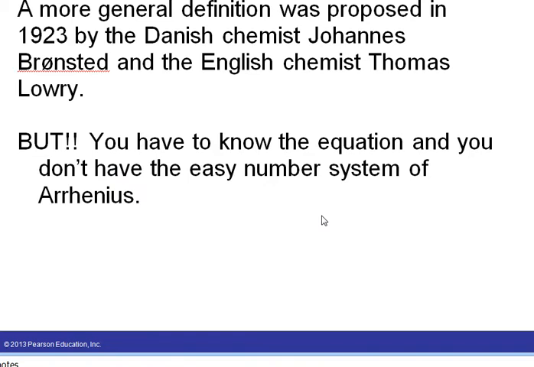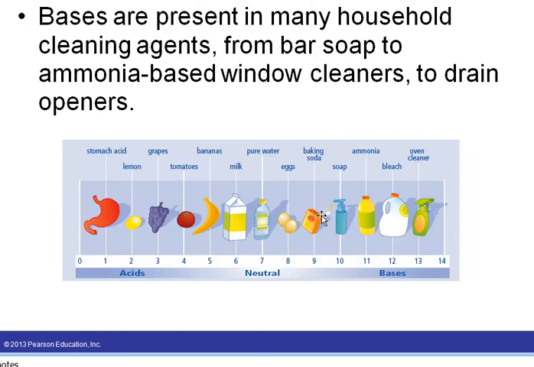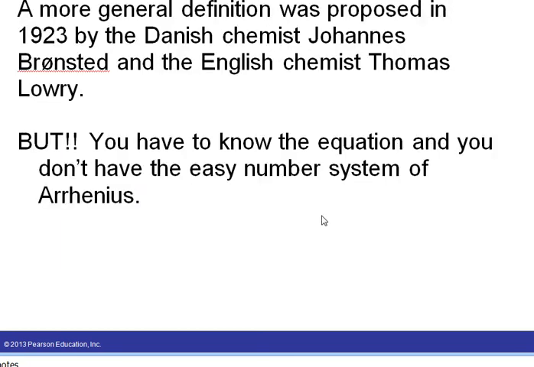Okay, so we decided that Arrhenius's definition, not the best. So two Danish guys, Bronsted and Lowry, got together in 1923 and said, I think we can do better. We're better chemists. Let's try. Here's the bummer, though. You have to know the equation, and you don't have this fun system. Arrhenius has this fun system up here that's like 1, 2, 3, 4, 5, 6, and it just gives you these fancy numbers. Bronsted and Lowry is a little bit more complicated. Super fun, people. Super fun.